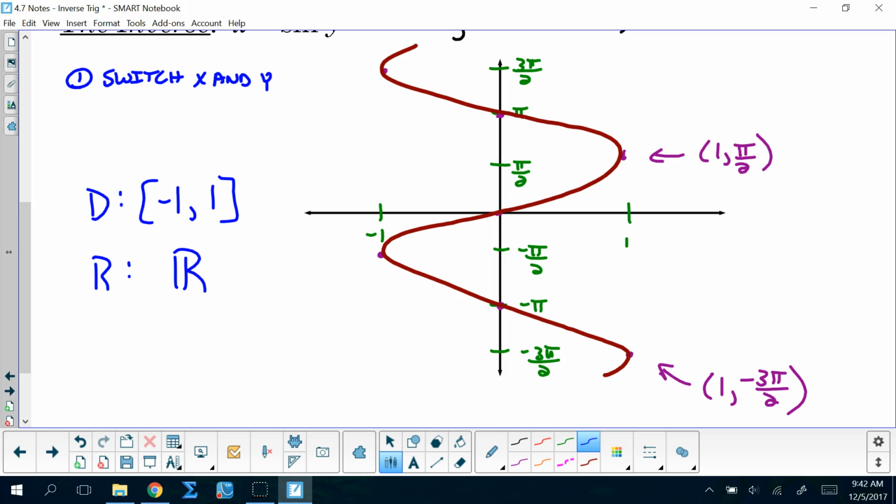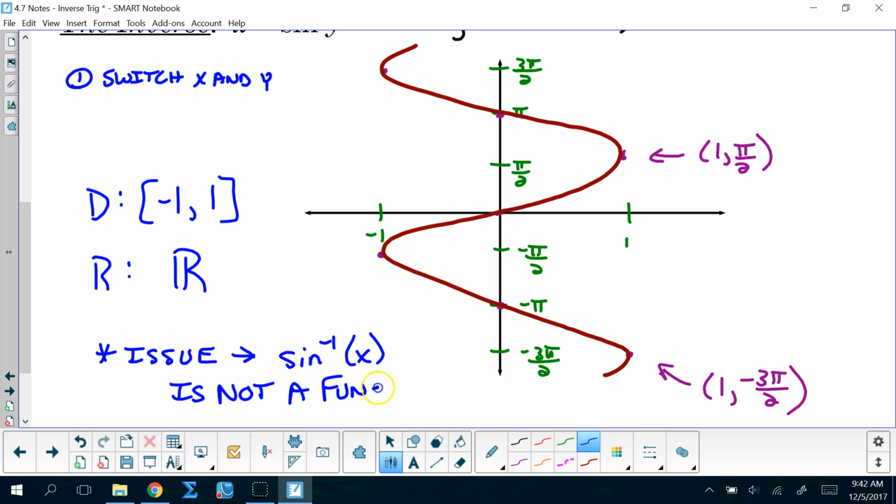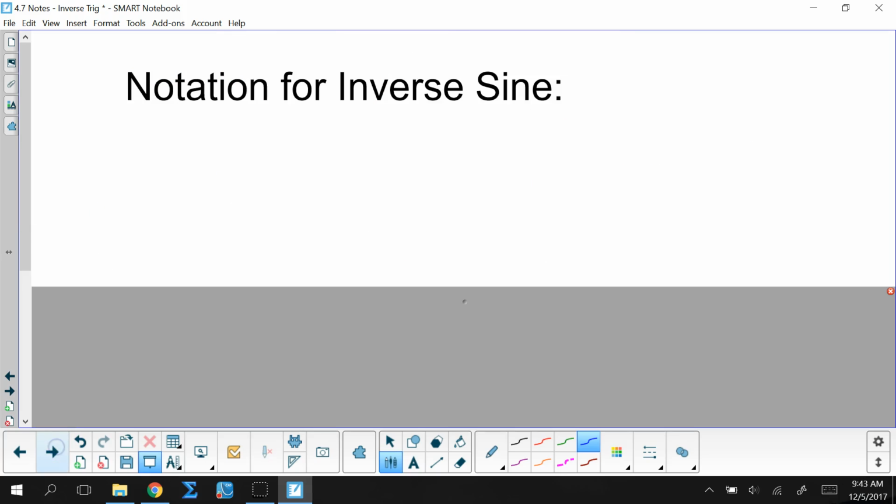It fails the vertical line test. Okay? So that's going to be an issue, it not being a function. Okay? We'll cycle back to that.